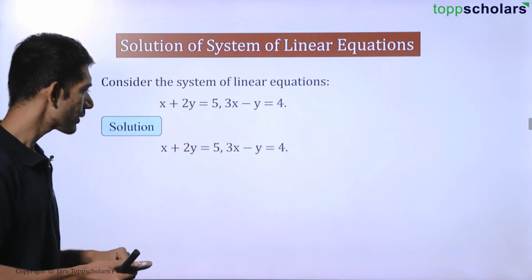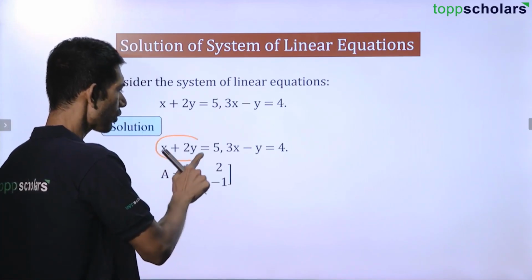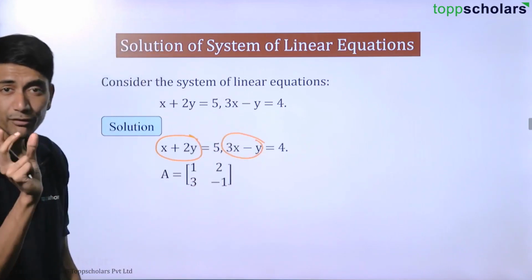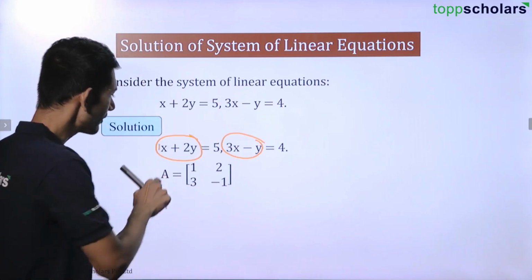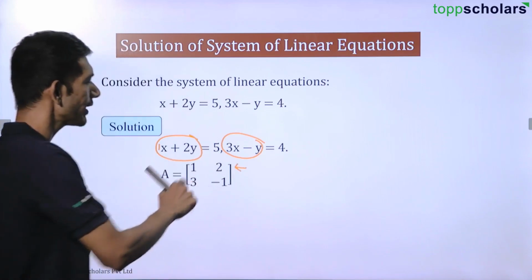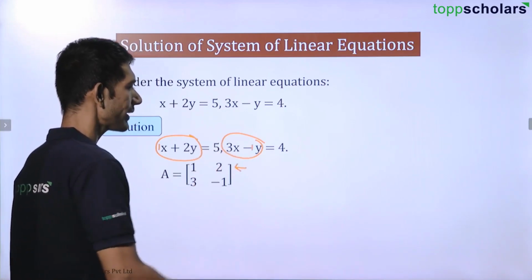So now let us see how we solve this. We have these two equations. You can convert the coefficients of x and y into a matrix first. How? The coefficient of x is 1, the coefficient of y is 2. So 1 and 2 go in the first row. Here we have 3, here we have minus 1.